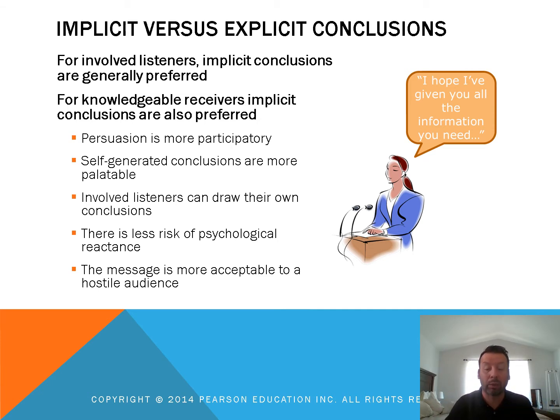In other words, they reach their own conclusions, which means they can then accept those conclusions. Involved listeners can draw their own conclusion. There's less risk of psychological reactance. In other words, they react a little bit more acceptably to the idea. And then the message is more acceptable to the hostile audience. When you have a hostile audience, these are people who are reluctant or don't agree with you. And so if they're able to reach that conclusion on their own, they're probably more likely to accept it because they got there on their own versus being told to get there.